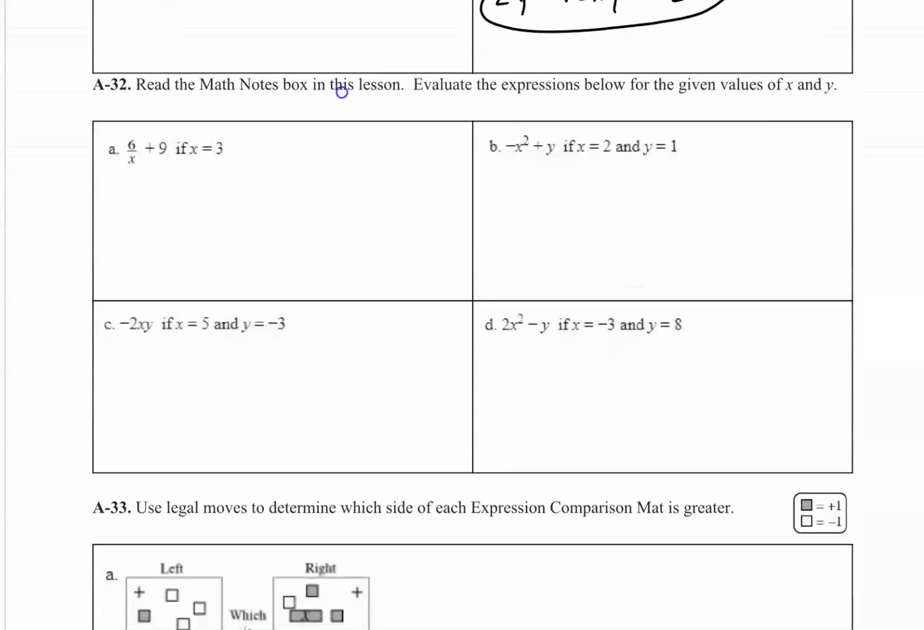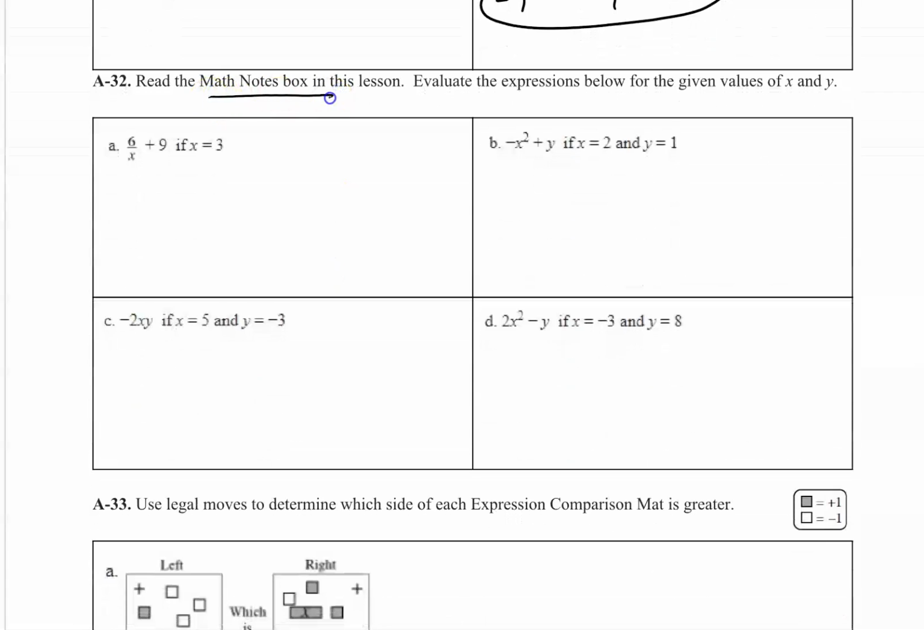A32. It tells you to read the math notes box. That might be helpful. If you go to the packet, that is on page 11. I'm sorry, not 11. Page 7. Okay, so again, I'm just going to do half of them. I'll do A and D.